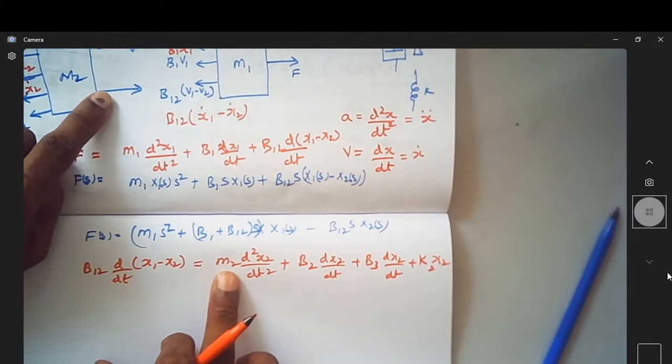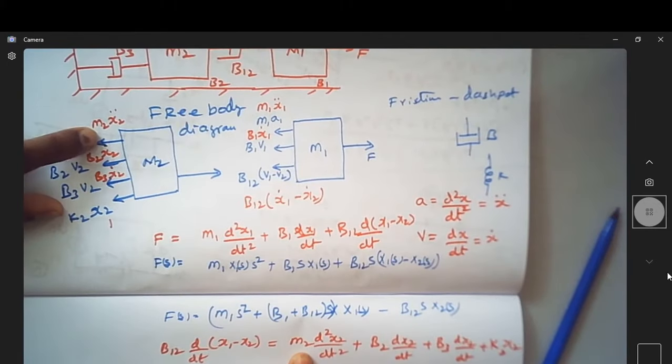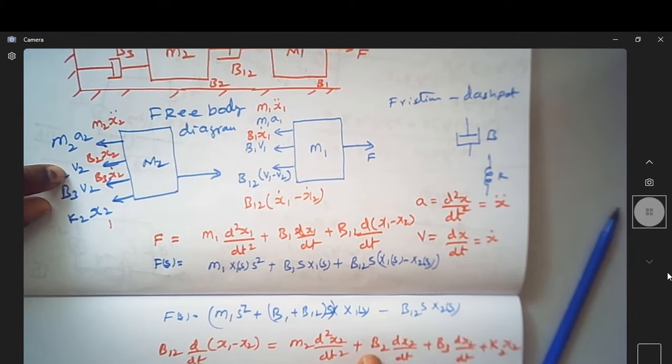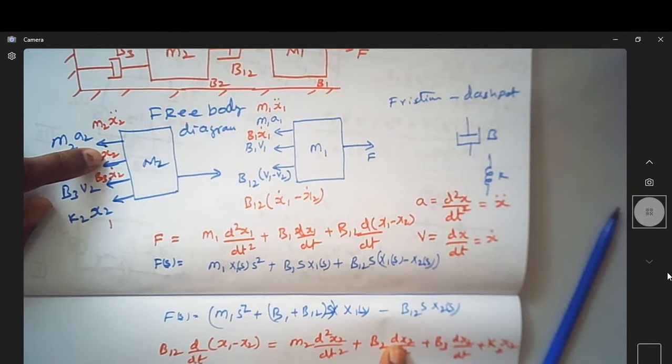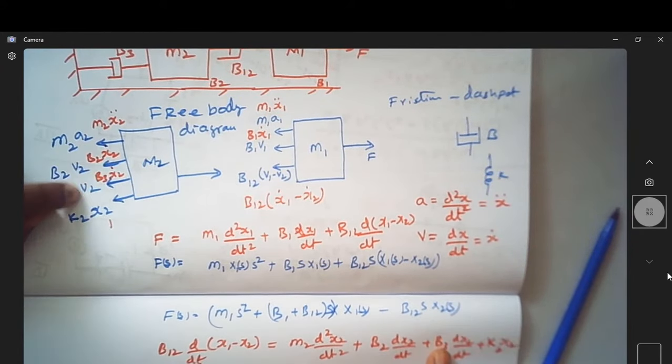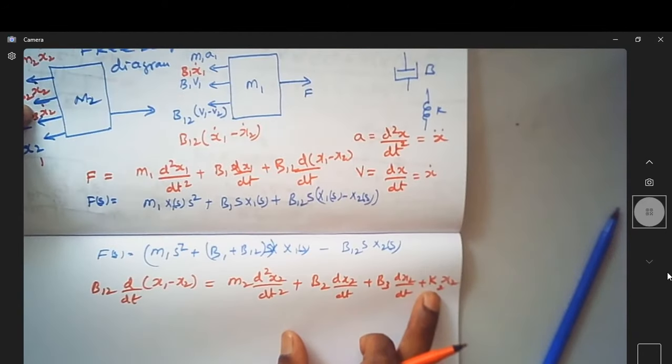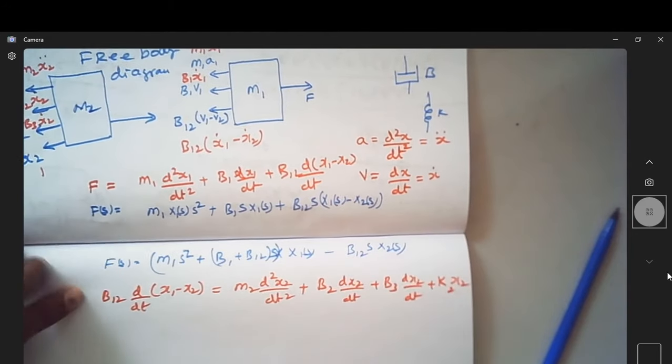These are the opposing forces, which is m2 into x double dot, where x double dot is the double derivative. It is b2 into x2 dot, which is a derivative of x2. Again b3 into x2 dot, and k2 into x2.